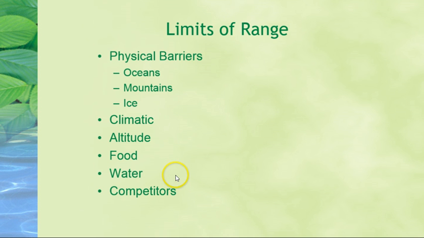Now, food and water are obvious. If there's nothing for you to eat and there's no water for you, then you're not going to live there. If there's too much water, you're not going to live there, right? And then competitors. You may have a species that is totally able to live in a particular environment, but it can't because there is some better competitor that keeps it out. Which brings us to the idea of the ecological niche.